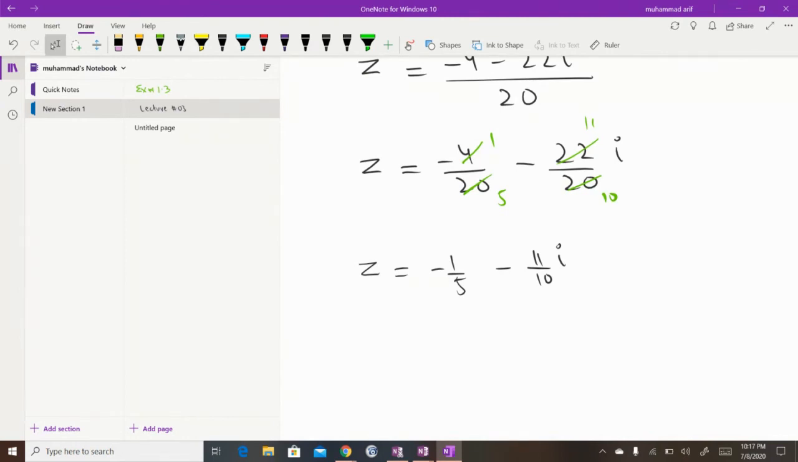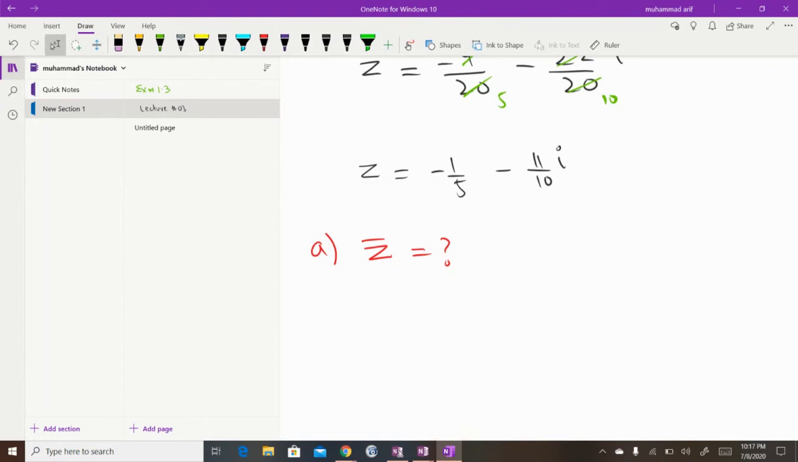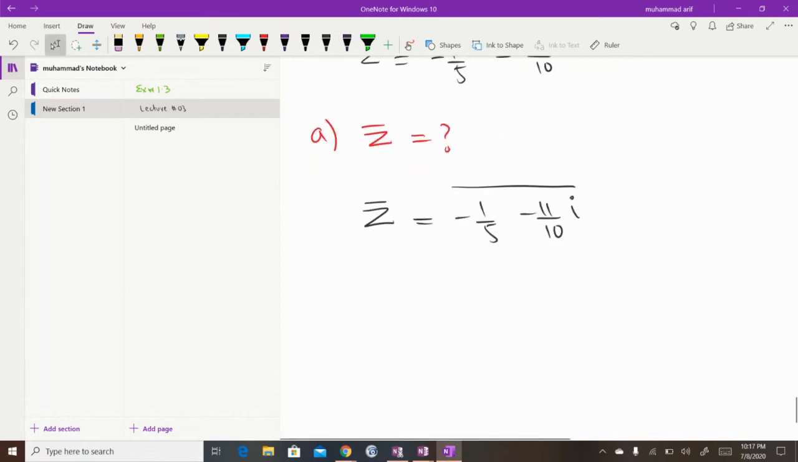Now we find the value. First we calculate z conjugate. The first part is we are to calculate z conjugate. What is z conjugate? Z conjugate is equal to negative 1 by 5, negative 11 by 10 iota conjugate. What do we do in conjugate? We change the sign of the value of iota. The sign of the value of iota is negative. We change it into positive, which is our first required answer.